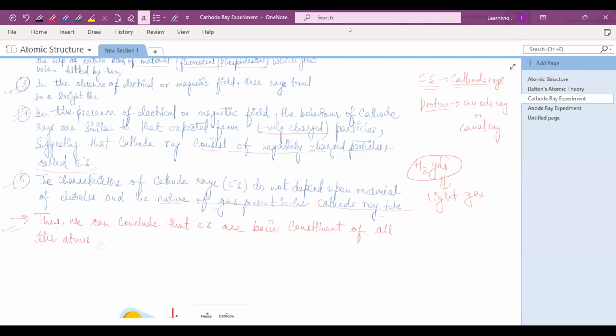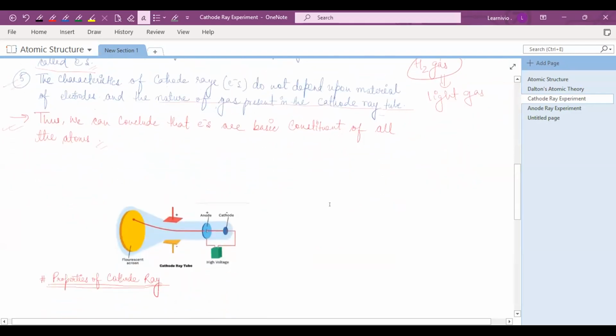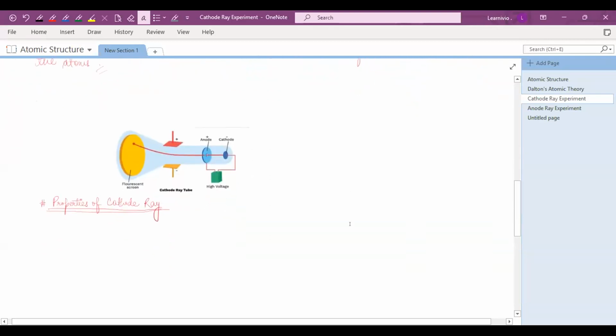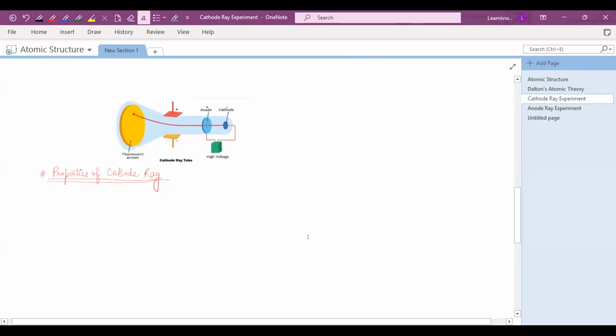Ma'am, what about protons then? Protons we will see now. We will see one by one. Just have some patience, it's a very interesting chapter. You will have curiosity to know how protons came, how neutrons came. We will see each and every experiment. This chapter is very long and takes much time to complete.